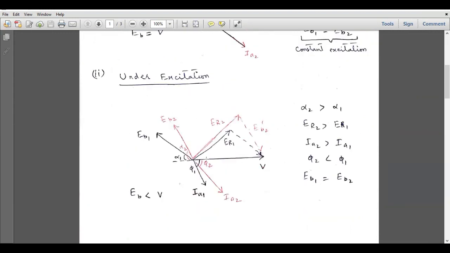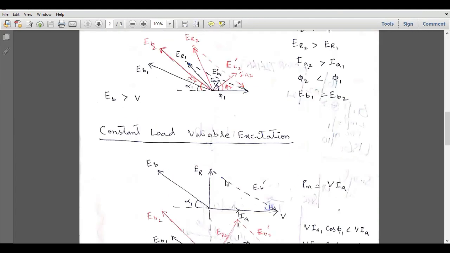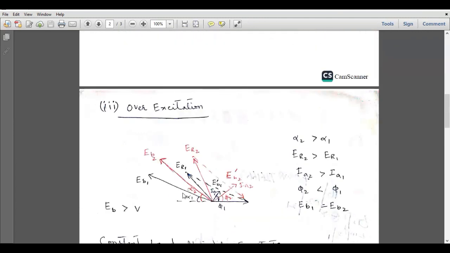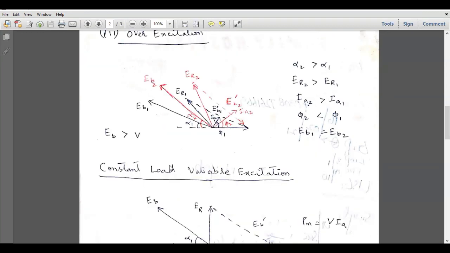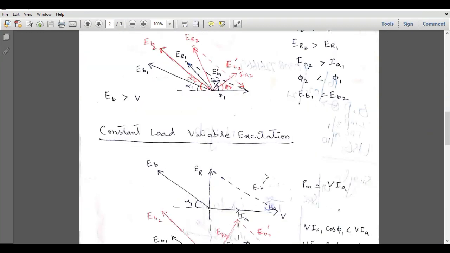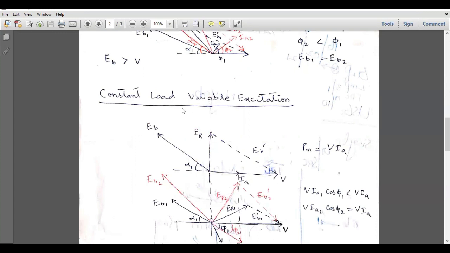For the under excitation case, when we change the load, these quantities will undergo change differently. And for the over excitation case, when we change the load, the quantities will also undergo change differently. Now we will discuss the case when we have constant load and we vary the excitation. So again, this is also going to be a very important and technical discussion.